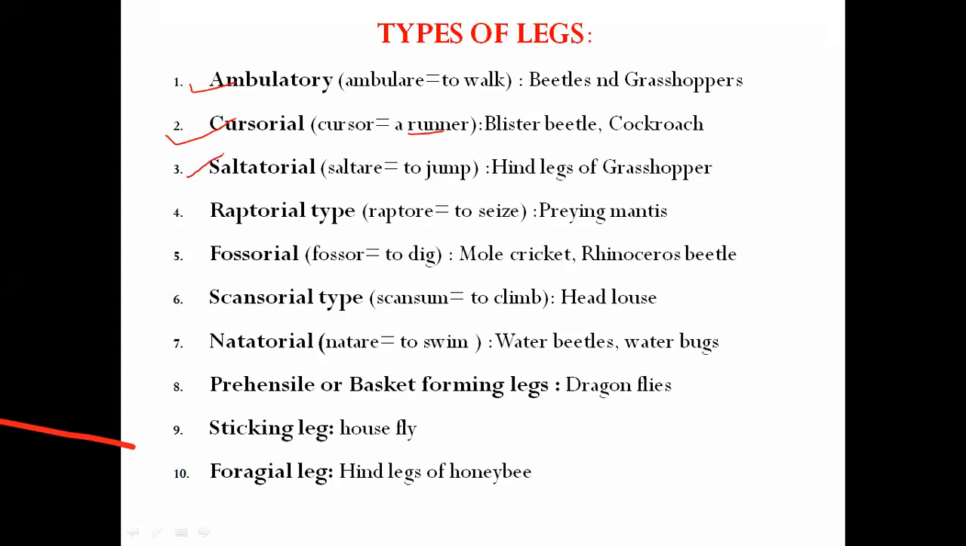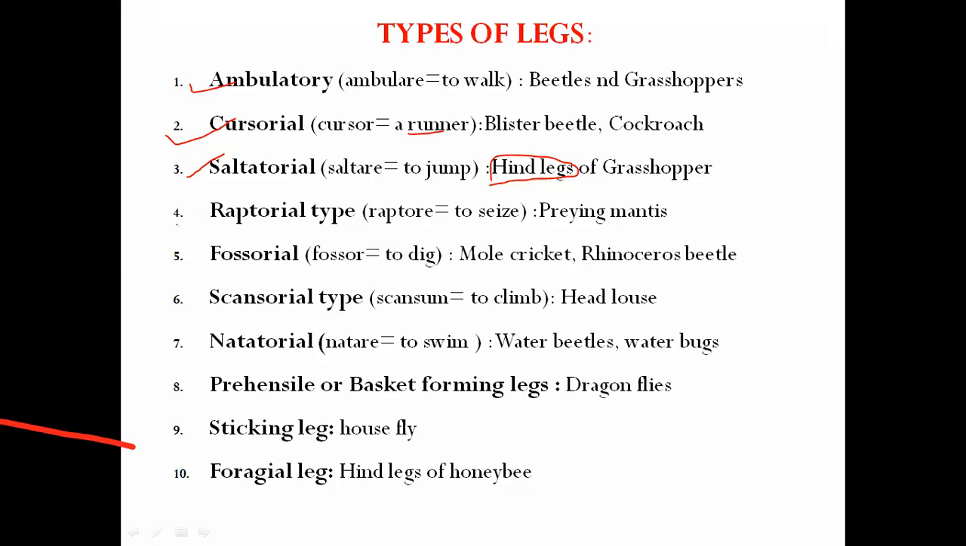Saltatorial means to jump, saltare, to jump. Okay, to leap also. In the case of the grasshopper, there is the presence of powerful hind legs, and the hind legs have a powerful part known as the femur. With the help of the femur, the grasshopper can easily jump, because the femora of the hind legs are greatly enlarged, having powerful muscles that help with jumping in the case of grasshoppers and crickets. Okay, so that is saltatorial.